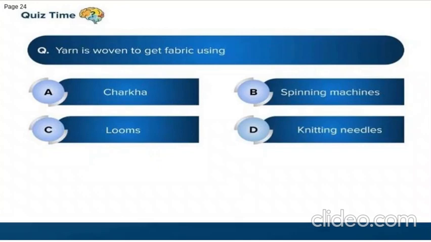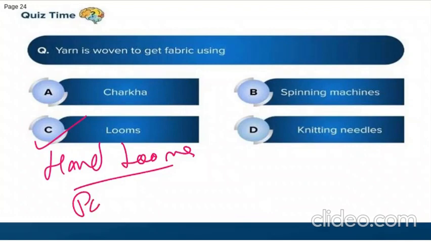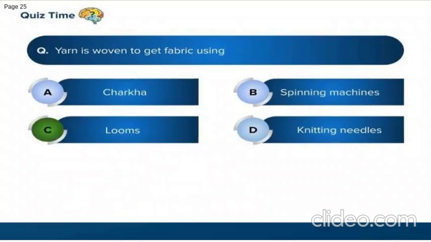So the right answer to this is what? It is obviously looms. We can use hand looms or power looms; both of them are used in converting yarn to fabric. Charkha is for fiber to yarn. Spinning machines and knitting needles are entirely different things, right? So looms is the right answer.